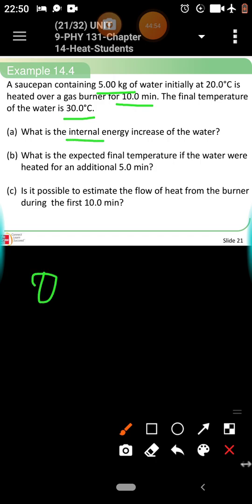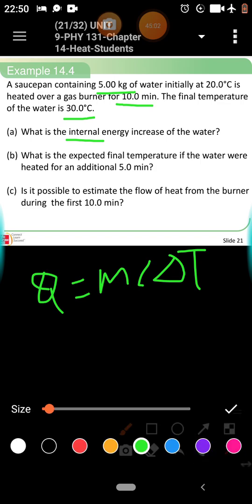So what is the equation? It is m c, and then we have the change in temperature. We can check from data what is the heat capacity of water, and then we are given this, and because it changed from 20 to 30, you can find that, and then you can solve for this.